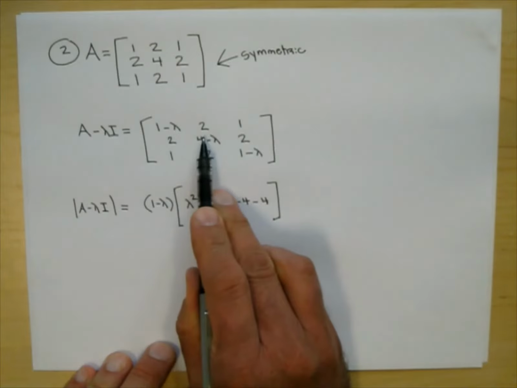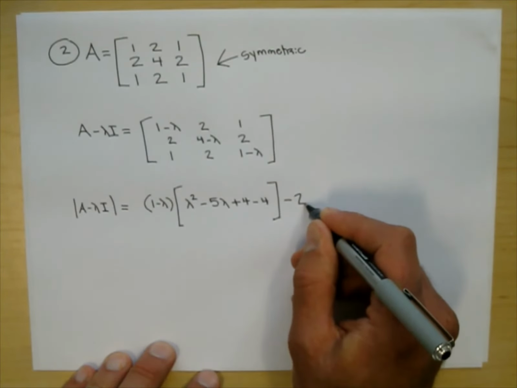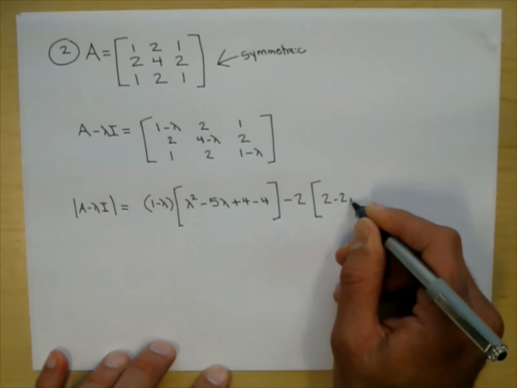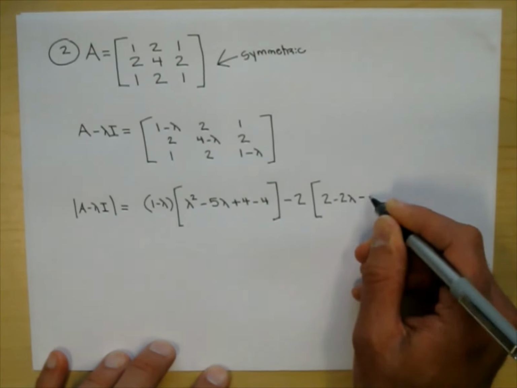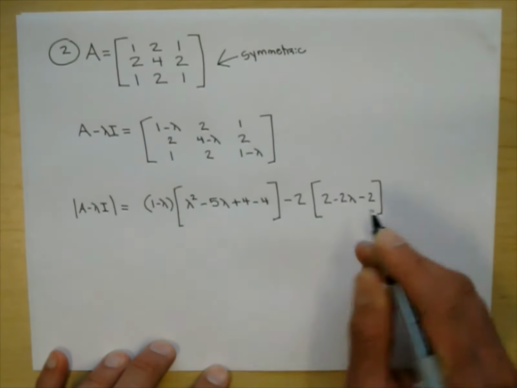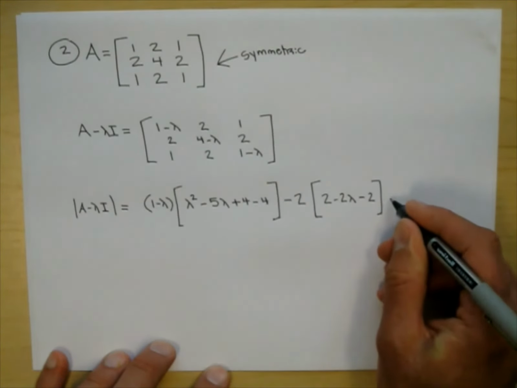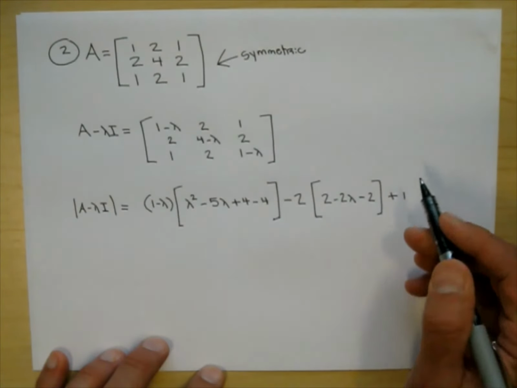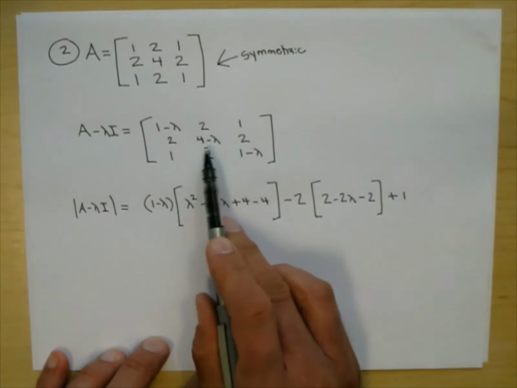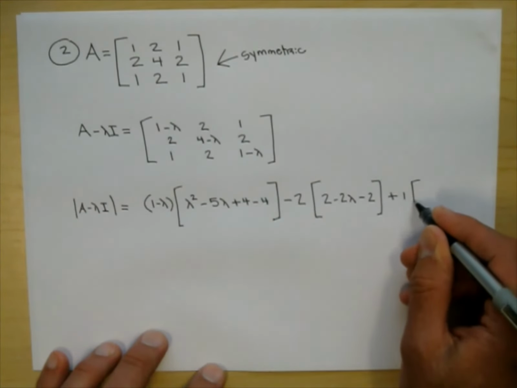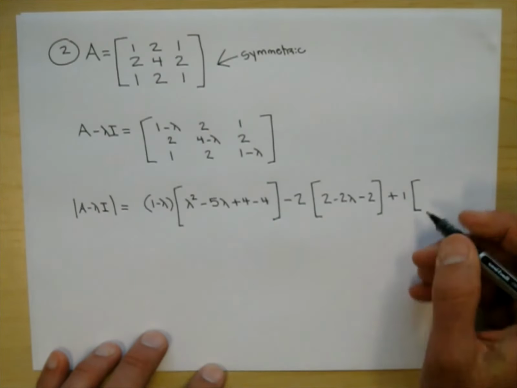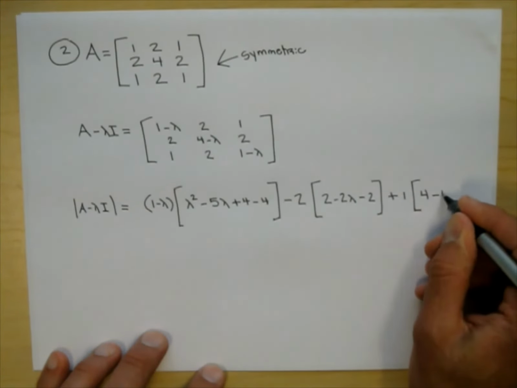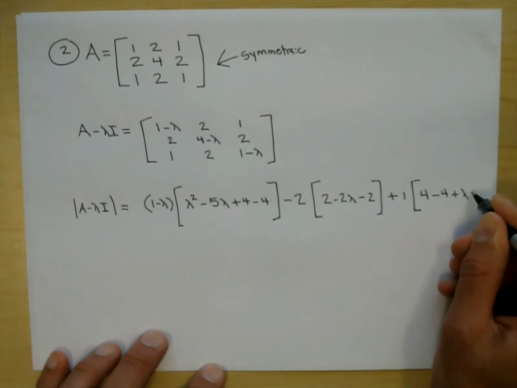Okay. 2 is in the negative position, so I'm going to go minus 2. And then I'm going to write out its minor. This is going to be 2 minus 2 lambda minus 2. And then 1 is in the positive position. Once again, if you've just lost touch of what's happening, I'm figuring out what the determinant of this is. And the minor of 1 is AD minus BC, and then we have minus 4 plus lambda.